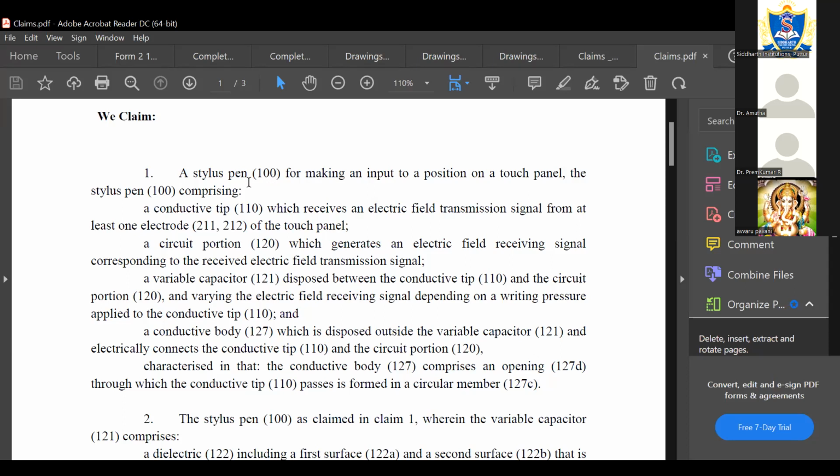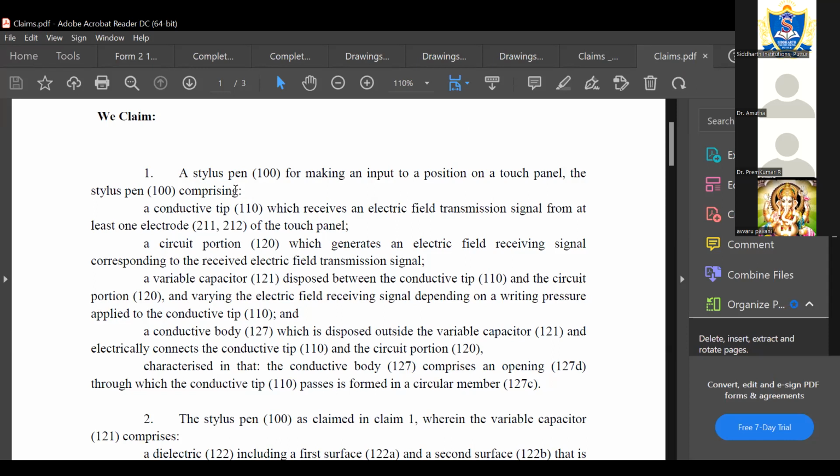If it is for a process, or for a method of making, then you have to write a method of making. That needs to be included, and that is considered the preamble. After that, you will have a transitional phrase. The transitional phrase is nothing but comprising of. So what are the things your invention will be comprising of, consisting of, or including?